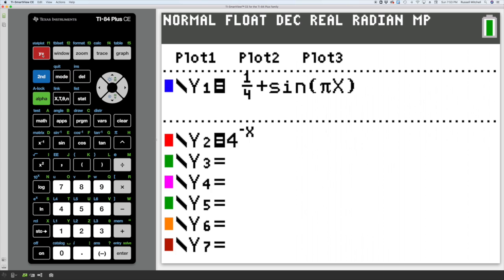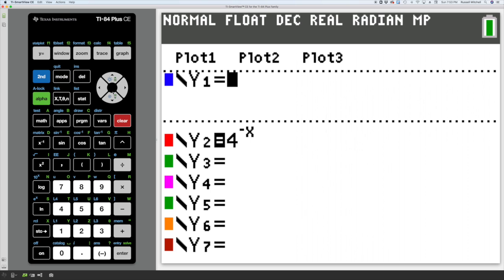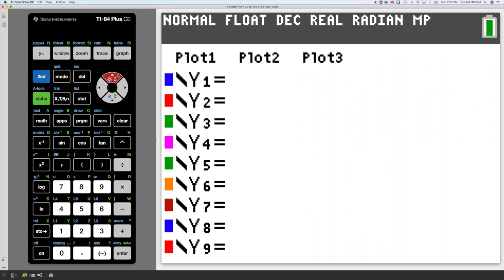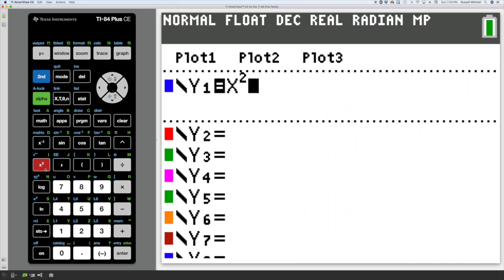We want to press y equals, and I'm going to clear out all of these functions. And we want to type in the function that we have. So x squared, and then minus 7.